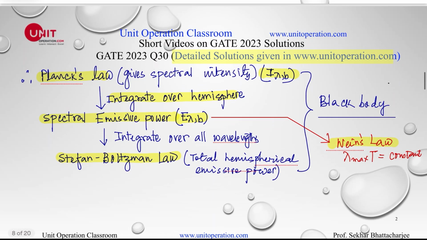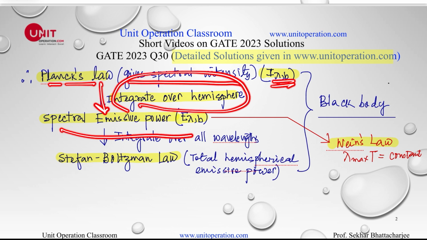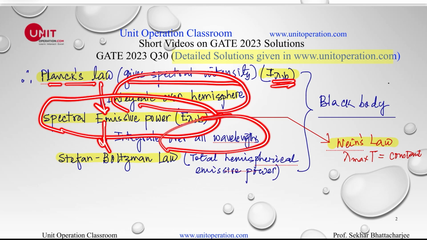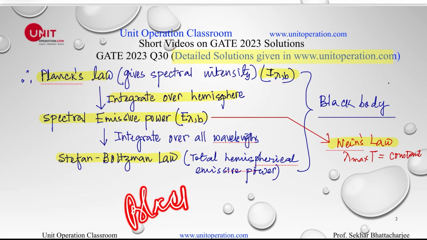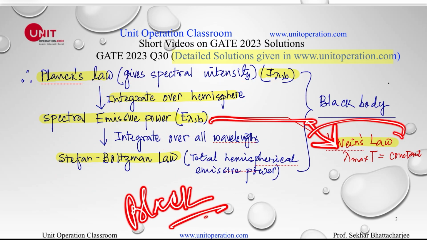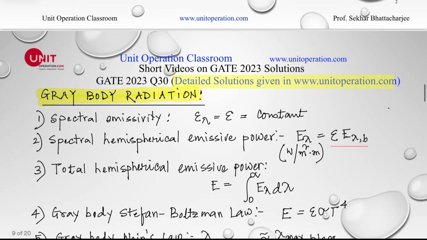Okay, so very quickly, Planck's law gives me the spectral intensity for a black body. You integrate it over the entire hemisphere. This gives me the spectral emissive power E lambda b. When you integrate it over all wavelengths, that gives me the Stefan-Boltzmann law for a black body. And here, of course, the wavelength at which this is maximum, we get from lambda max T. So that's how they are connected.